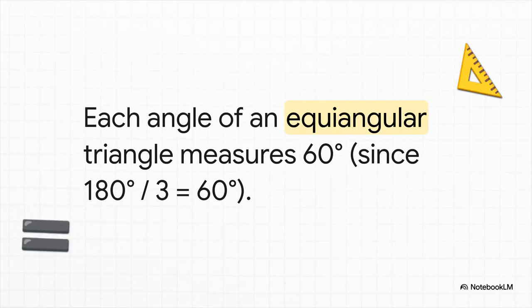Remember that equal angular triangle we talked about, the one where all three angles are equal? Well, if they all have to add up to 180, and they're all the same, what does each angle have to be? Yeah, you just do the math. 180 divided by 3 is 60. So every single angle in an equal angular triangle has to be exactly 60 degrees. See, it just follows directly from the main rule.